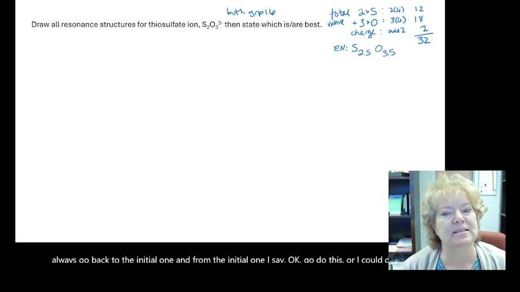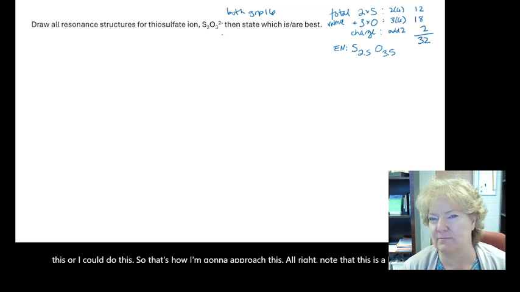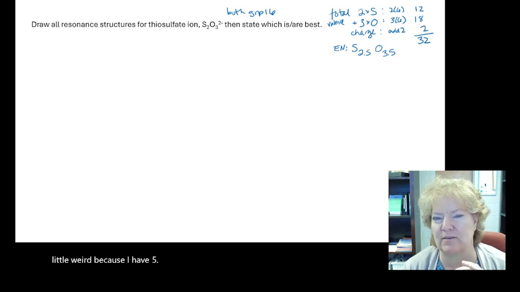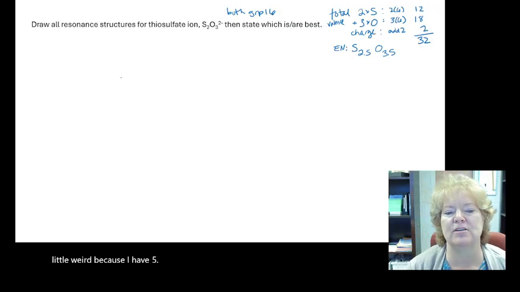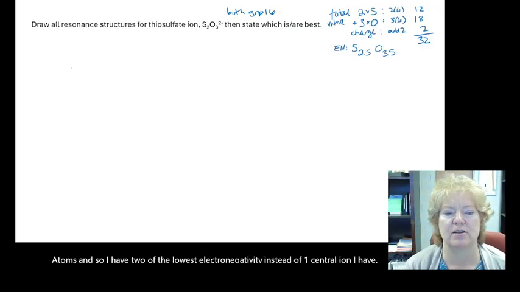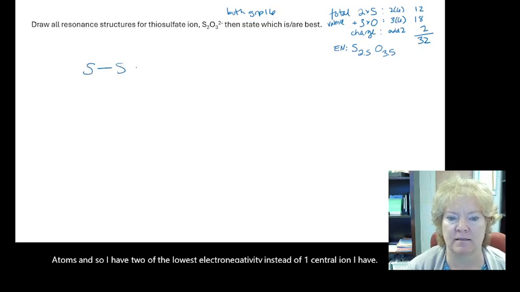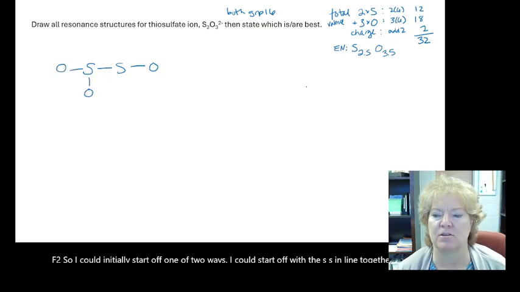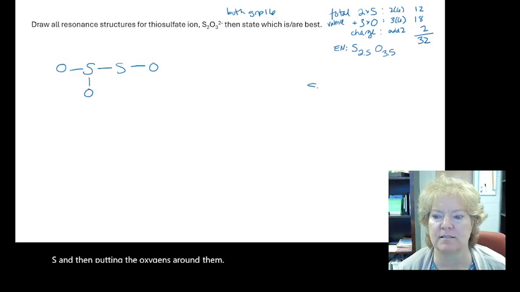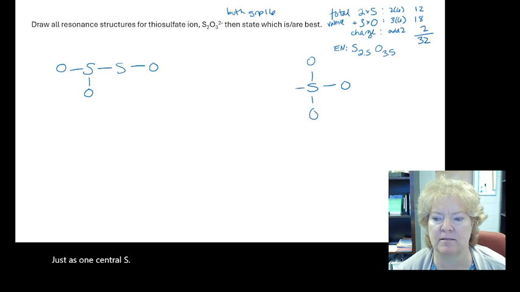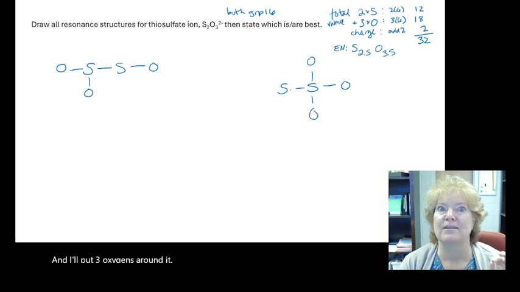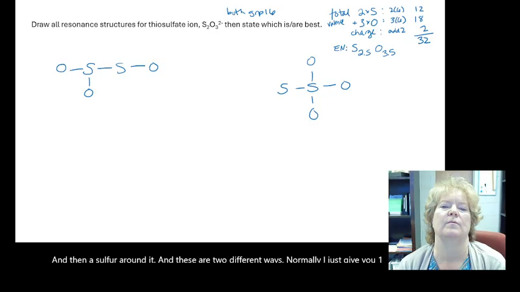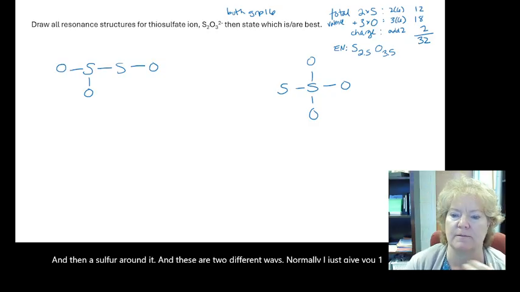All right, note that this is a little weird because I have 5 atoms, and so I have 2 of the lowest electronegativity. Instead of 1 central atom, I have 2. So I could initially start off one of 2 ways. I could start off with the S's in line together, S, S, and then putting the oxygens around them. Or I could start off with just 1 central S, and I'll put 3 oxygens around it, and then a sulfur around it. And these are 2 different ways. Normally, I just give you 1 central atom, so this is not normally an issue for you, but this is just the example that I'm choosing.